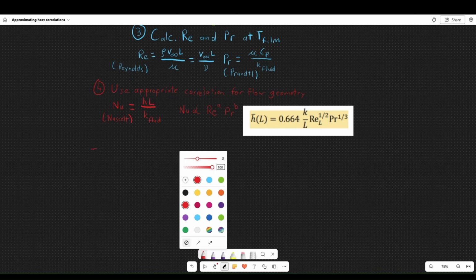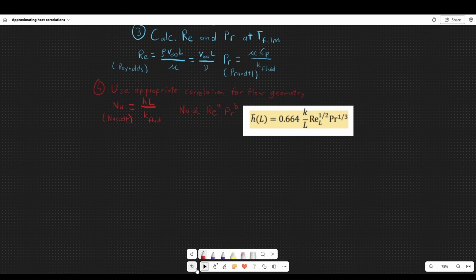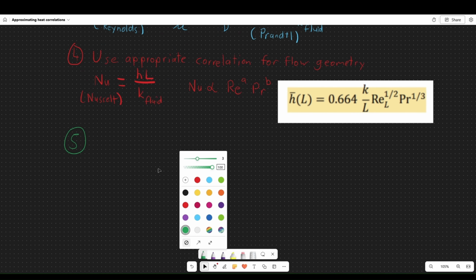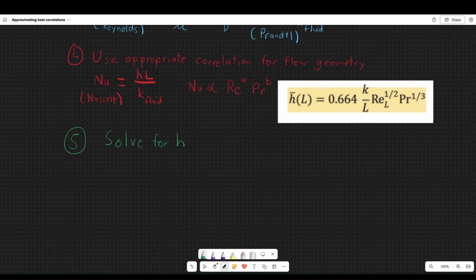The next thing to do is to solve for H. So H, judging from this equation, if we were to solve for it, would equal the Nusselt number times the conductivity of the fluid divided by L. And this will essentially give you the fluid's convective coefficient for heat transfer. And that's all you need to know.